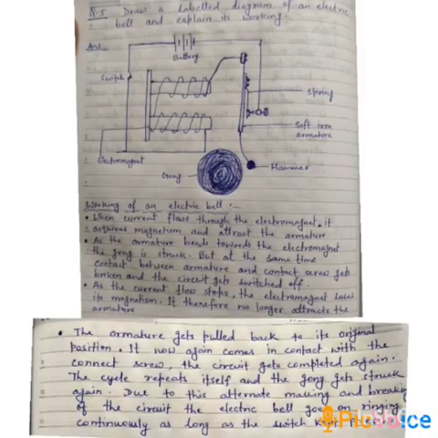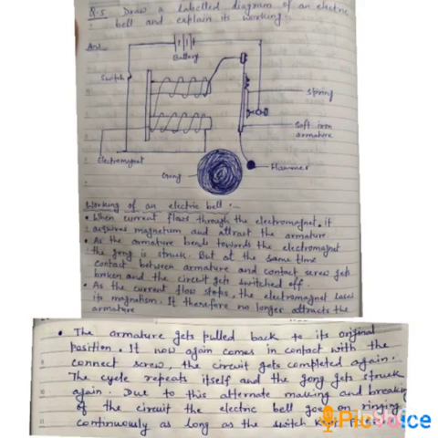Now question number 5. Draw a labelled diagram of an electric bell and explain its working. The diagram is drawn and it is shown on your screen. Now working of an electric bell. When current flows through the electromagnet, it acquires magnetism and attracts the armature.